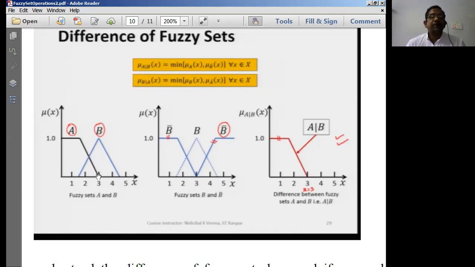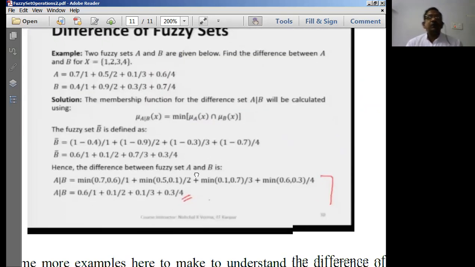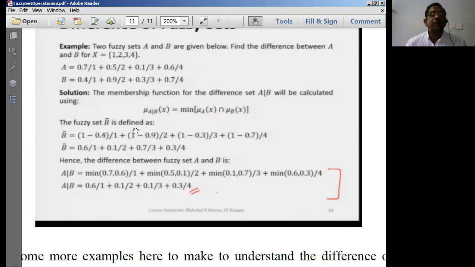So if you simply take here after this crossover point and compare, A is smaller than B. So therefore A will be coming over here. So finally, A minus B means these are the values we'll be getting in the case of the difference of two sets. Now let us look into the mathematical part of it, how we normally get it.